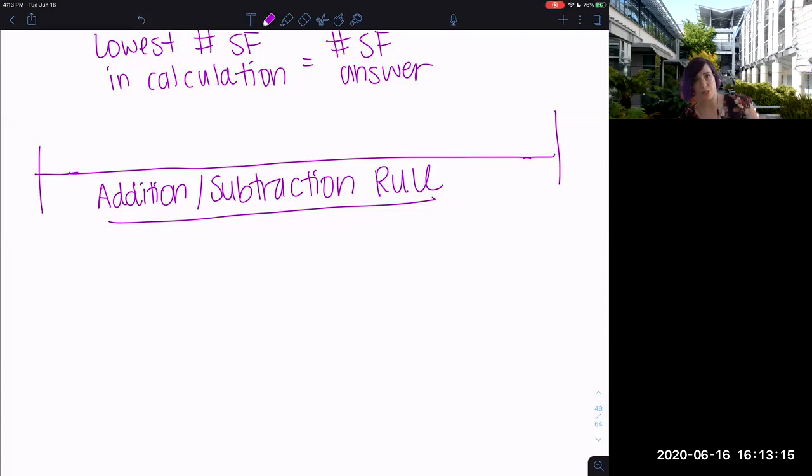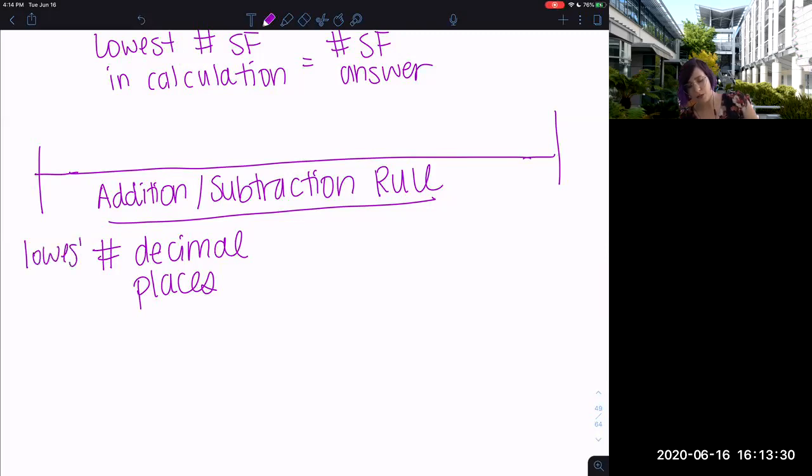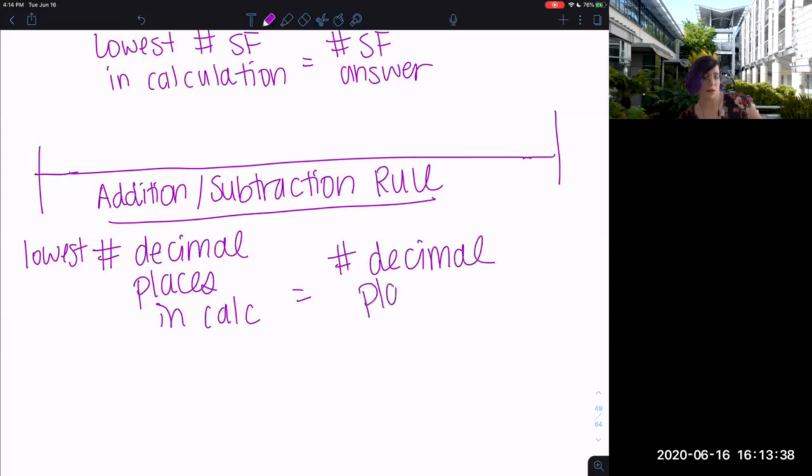So the addition subtraction rule says the number of decimal places, the number of significant decimal places. Lowest number of decimal places in calculation equals number of decimal places in answer. So I do not care how many sig figs there are. I care about how many decimal places there are. Does this go all the way to the hundredths place or does this stop at the ones place? Because the lowest number of where it stops is going to be where I have to cut it off.